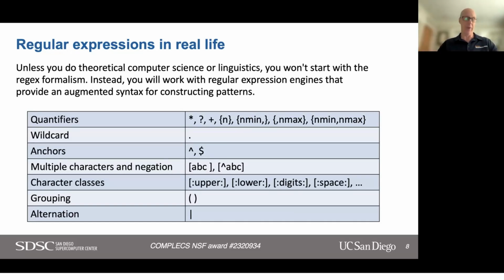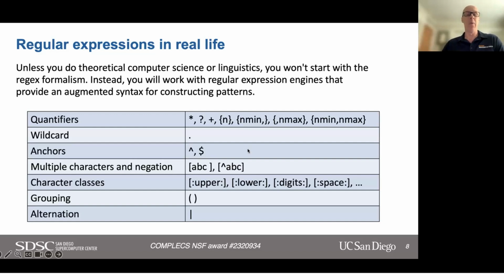So today we're going to cover everything that we see here in the table. We're going to look at quantifiers: the asterisk or Kleene star, question mark, plus, and curly braces, which we'll explain a little bit later, where we can specify exactly n repetitions. We can specify ranges, and these can be open-ended, from nmin to nmax, nmin or larger, or up to nmax.